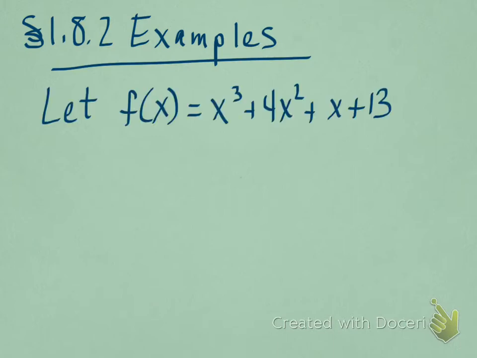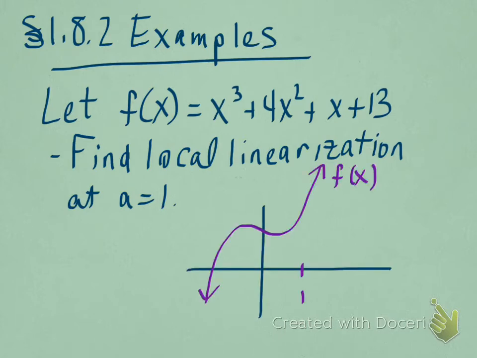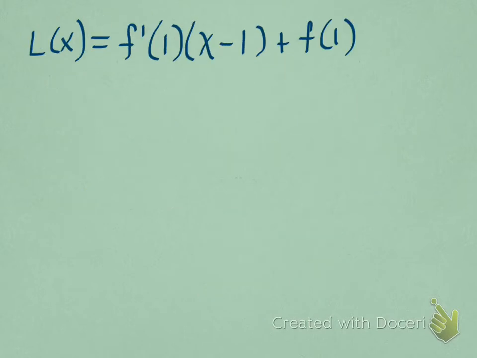So let's let our function f of x be x cubed plus 4x squared plus x plus 13. What we'd like to do is find the local linearization at the point a equals 1. And again, we draw our function, here's the graph, and the local linearization at a equals 1 is the equation of the tangent line at a equals 1. And once we have that, we can use that to approximate nearby function values.